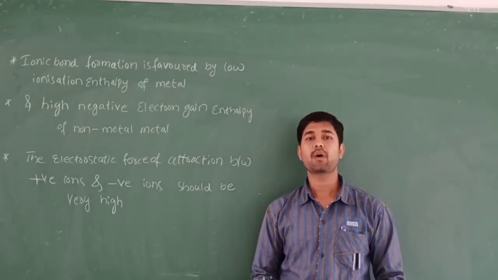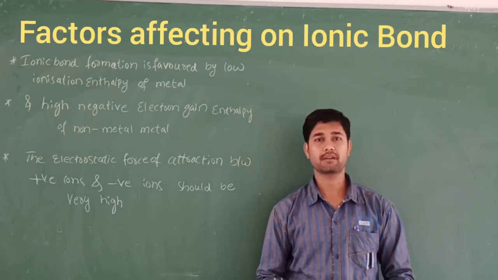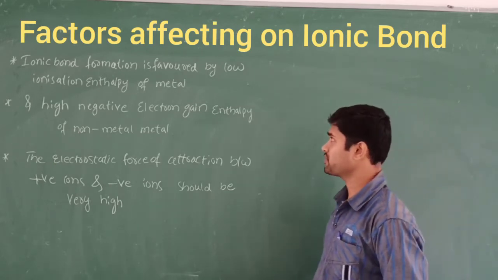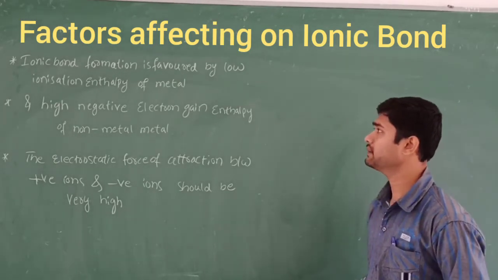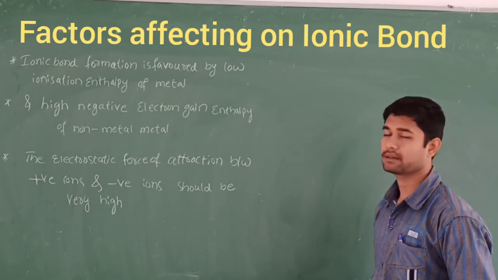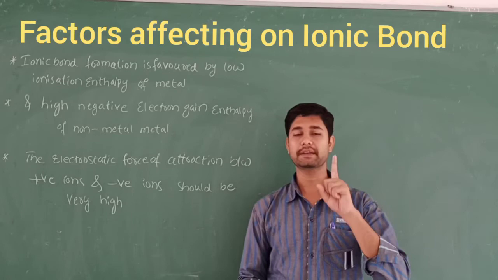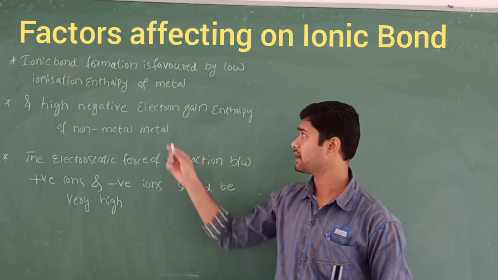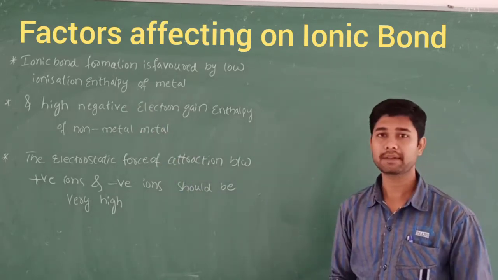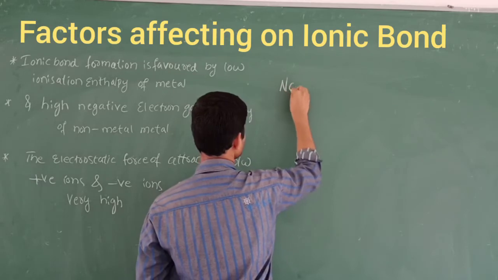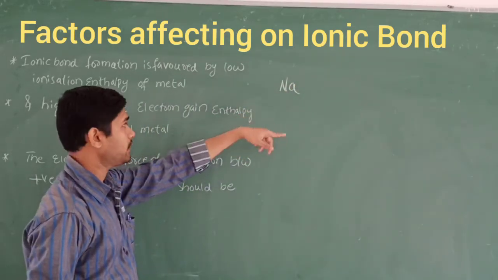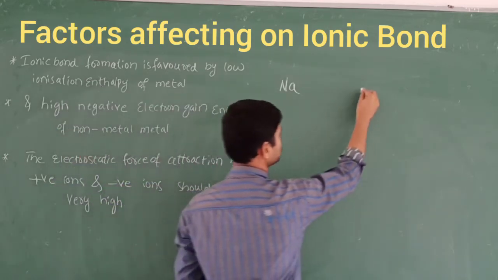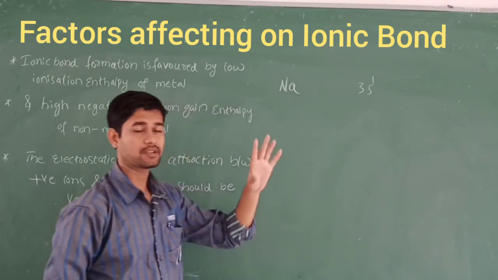Let's discuss the factors which affect the ionic bond or electrovalent bond. The first one: ionic bond formation is favored by the low ionization enthalpy of the metal. You know that an ionic bond needs a metal on one side and a non-metal on the other, and only then will an ionic bond form. Let's take sodium, our favorite one. It contains 10 completely filled electrons, and 1 outermost electron, 3s1, which is called the valence electron.